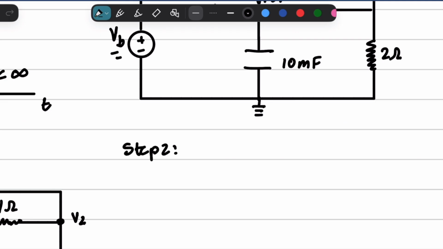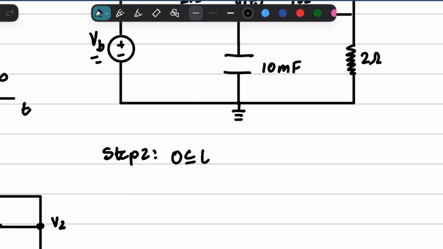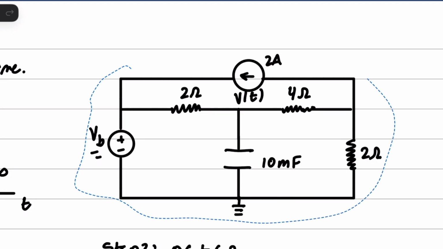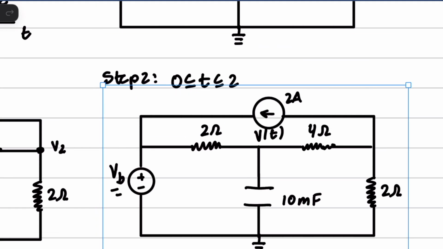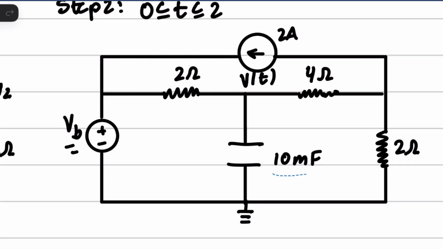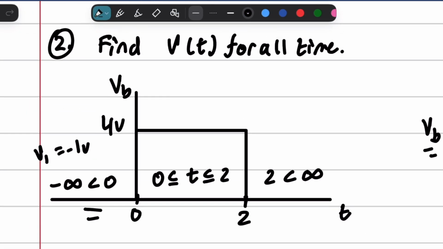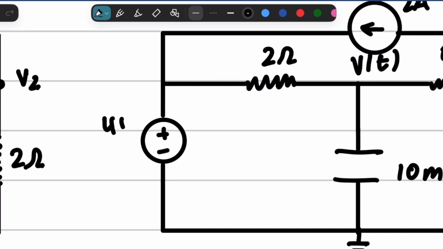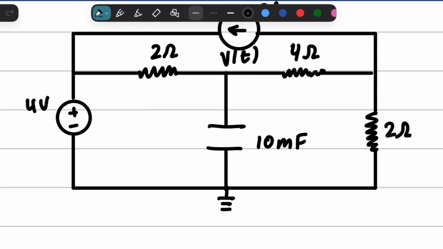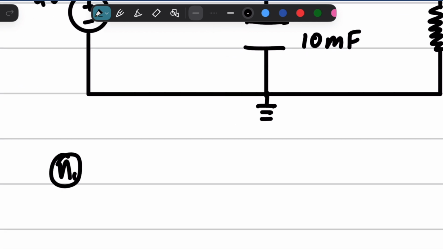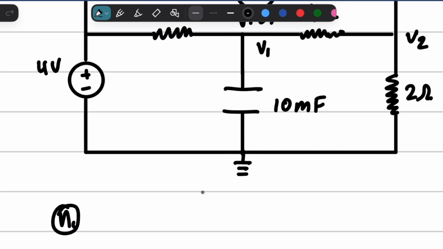Now, step 2 is going to be from 0 to 2, and basically everything is active now. The capacitor is active. This voltage right here is now 4 because the time graph is telling us that it's 4 volts right there. So once again, we're going to do another nodal analysis. We've got a V1 right here and a V2 right here. So let's go ahead and solve the nodal analysis at N1, node 1.